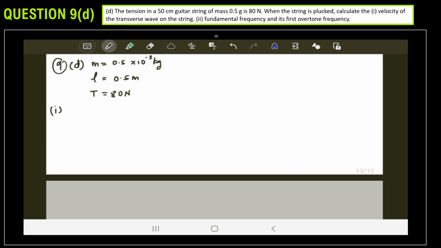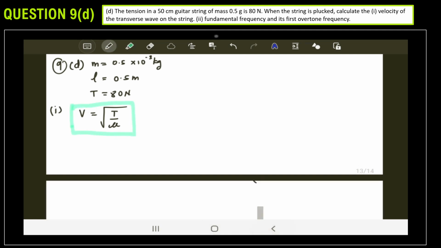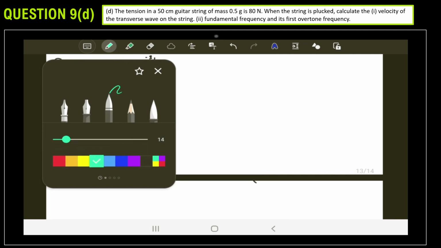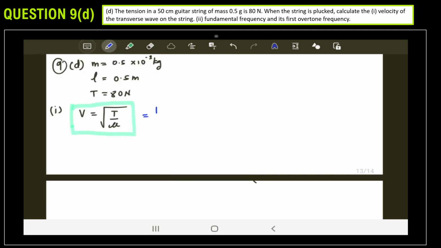Calculate the velocity of the transverse wave on the string. The only equation is V is equal to square root of T over mu. You can straightly substitute the equation with the information that we have. So it's equal to square root of tension, which is 80 Newton. And how about mu? What is mu?